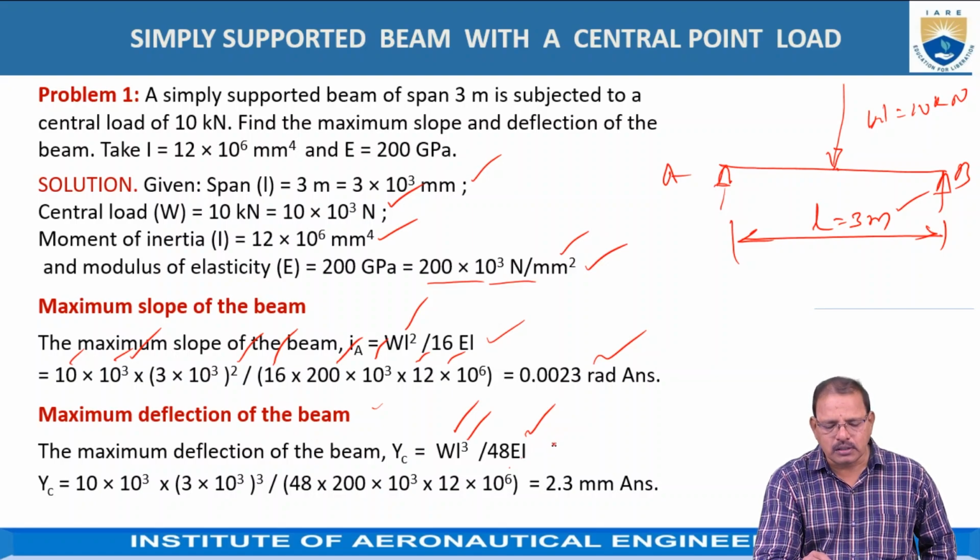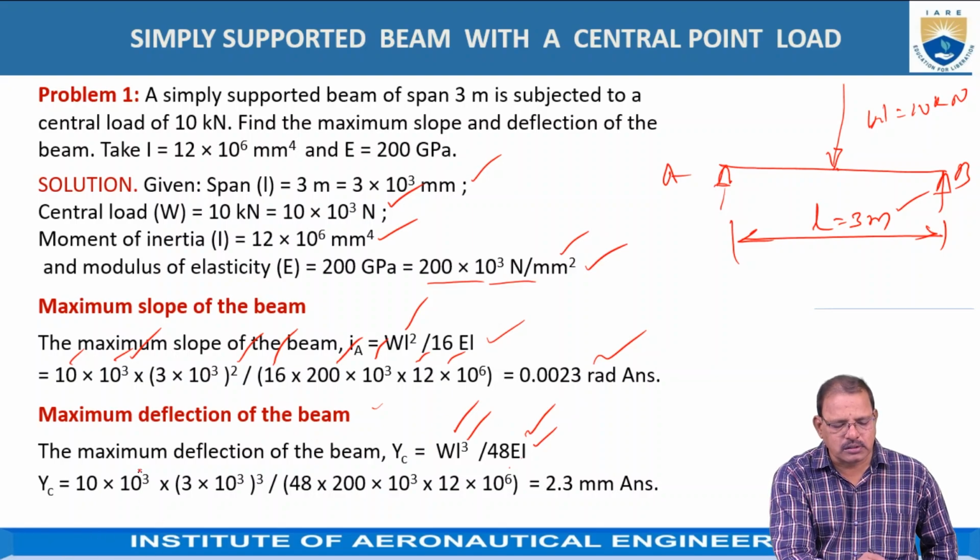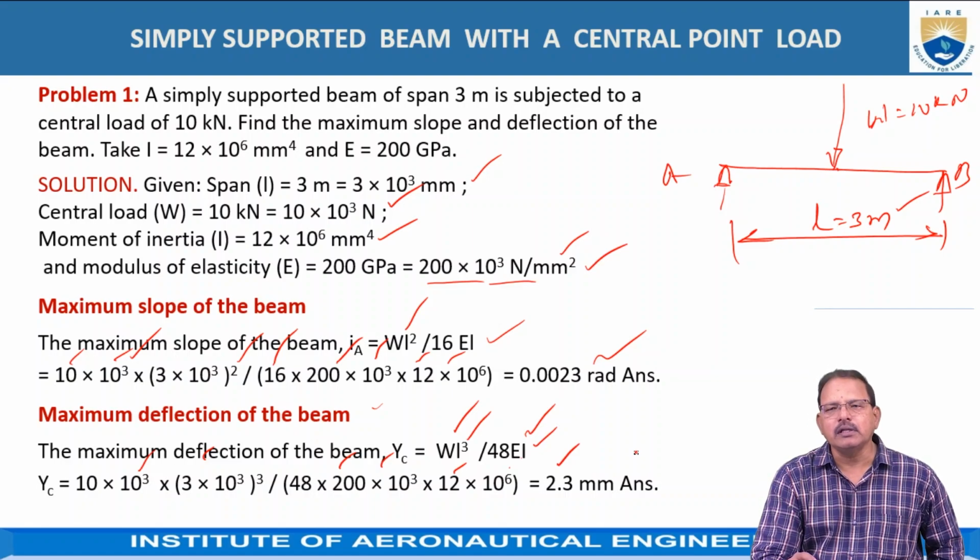Newton per mm². I is the area moment of inertia, which is equal to 12 × 10⁶ mm⁴. Then substitute the values in this equation. Here we got y equal to 2.3 mm. This is the deflection of the beam.